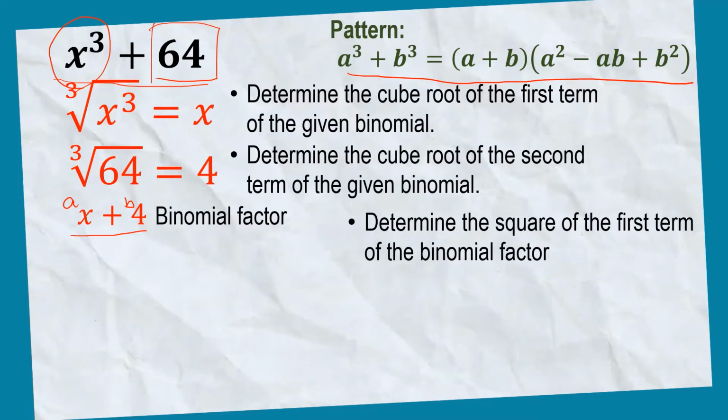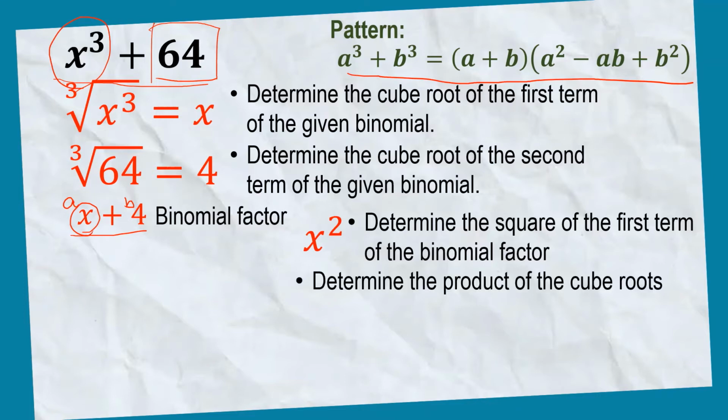Next step, determine the square of the first term of the binomial factor. Ang ating binomial factor po ay x plus 4. Ang ating first term dito ay x. So we need to square it. So the answer is x squared. Next, determine the product of the cube roots. So ang mga cube roots po natin ay x at 4. Multiply lang po natin sila para makuha si 4x.